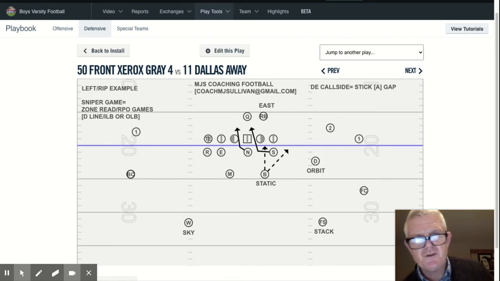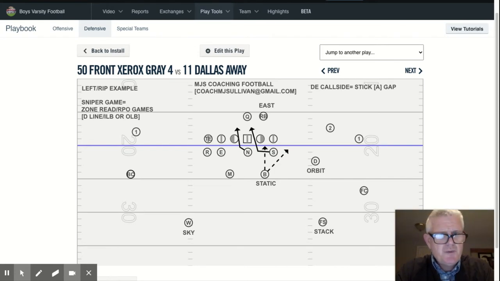I've either been a defensive, offensive, or special teams coordinator, as well as a head coach at both the collegiate and high school levels. What I want to talk to you about in this presentation is one of our sniper games that we utilize to defend both zone read and or RPO schemes. These are what we call games to defend, put a little pressure on, define the read for the quarterback. And as it says there, they involve a D line, and then it's either inside linebacker or outside linebacker.